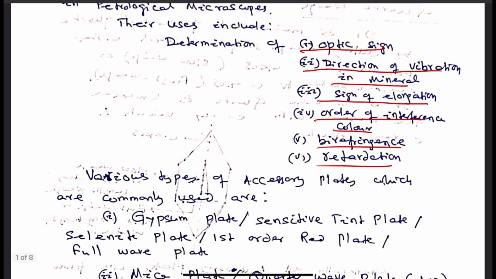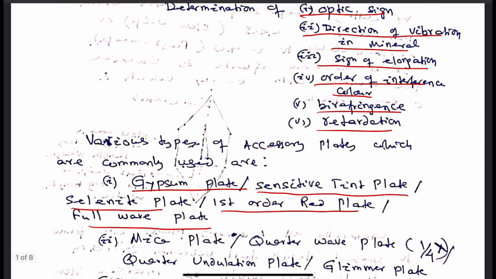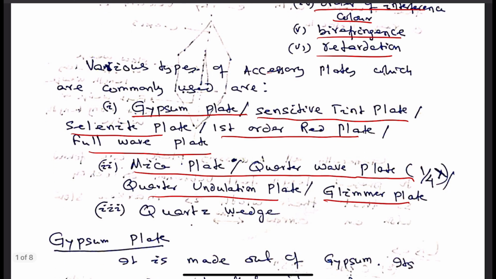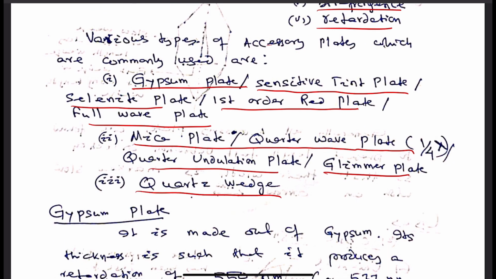and what are the different types of accessory plates which are used to study these properties? They are the gypsum plate, which is otherwise called the sensitive tint plate, selenite plate, first order red plate, or full wavelength plate. Then the mica plate, otherwise called the quarter wavelength plate, quarter undulation plate or glimmer plate. And the third type is the quartz wedge.